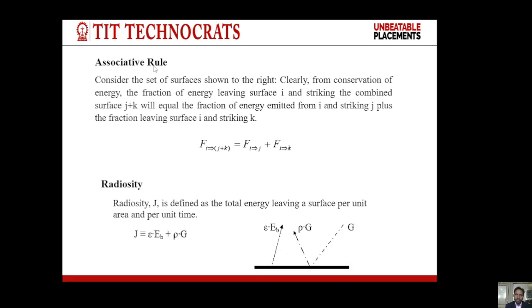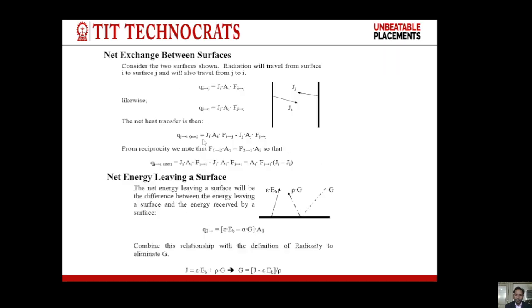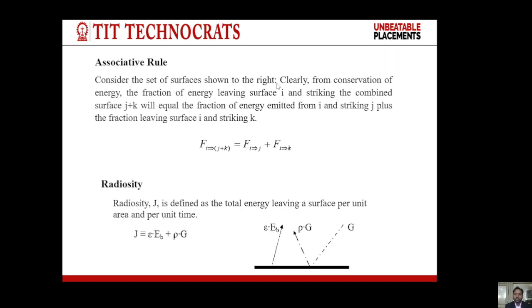Now the next law is the associative rule. So let us suppose that we have more than two surfaces. So to find the view factor, we will integrate by considering a set of surfaces shown to the right. Clearly from the conservation of energy, the fraction of energy leaving surface I and striking the combined surface j and k will equal the fraction of energy emitted from I and striking j plus the fraction leaving surface I and striking k. The next term is the radiosity. Radiosity J is defined as the total energy leaving a surface per unit area and per unit time.